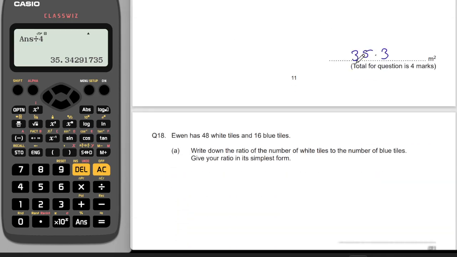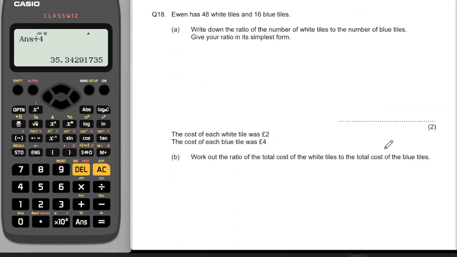Okay, nice question. Okay, question 18. So Ewan has 48 white tiles and 16 blue tiles. Write down the ratio of the number of white tiles to the number of blue tiles, giving your ratio in its simplest form. So again, I'm going to bring in the ratio function on my calculator just to show this. So all I want to do is simplify.